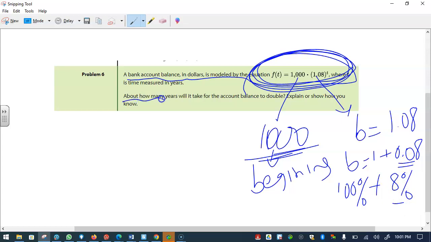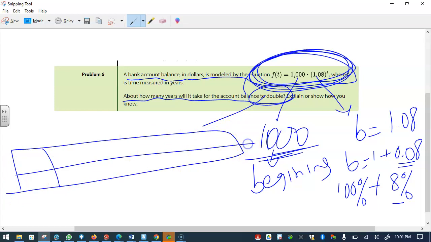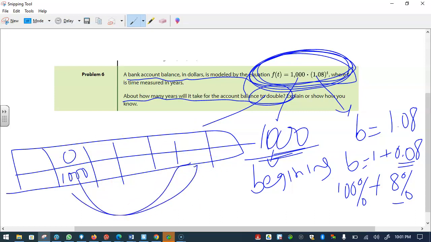The question is how many years will it take for the balance to double? So what does this double mean? You had money in the beginning, let's say 1000, and you want to know after how many times it becomes double, right? We don't know that part. Because it is 8%, you want to know when it's going to be 2000, right? So how do we do this?